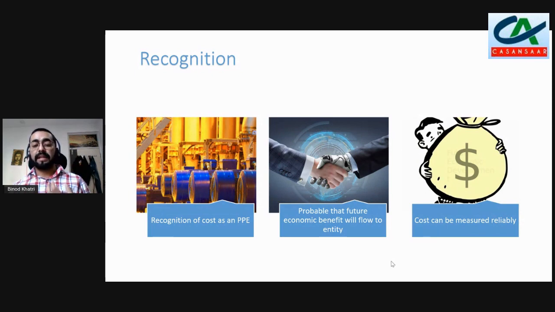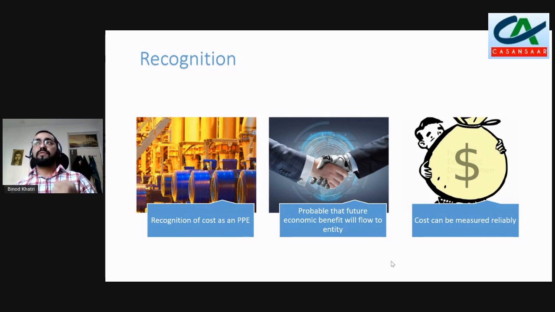If we are seeing any future benefit, then only we can recognize that as an asset, or the cost should be measurable. For example, let's take examples for future economic benefit. We have a plant, and we'll produce some goods, and after selling those goods, we'll get some benefit or some revenue from that plant. And we can measure the cost of that plant. When we purchase that plant, we have a certain cost.